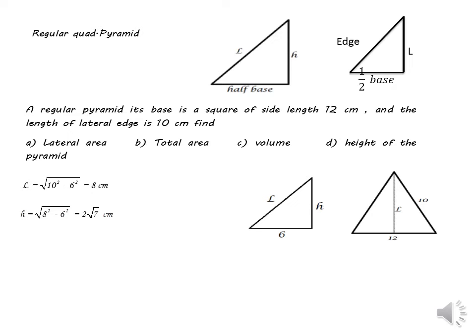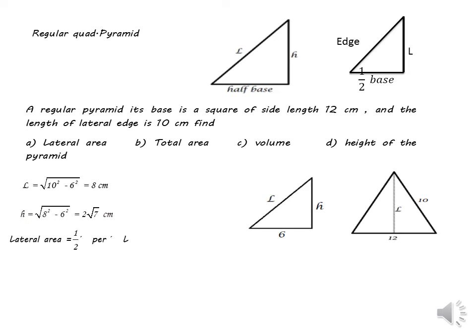Then we have another right angle triangle also. The first side equals half the base, the second side equals the height, and finally the slant height is the hypotenuse. We know that the length of the hypotenuse equals 8 and half the base equals 6. Try to find the height using Pythagoras: the square root of 8 squared minus 6 squared equals 2 root 7.